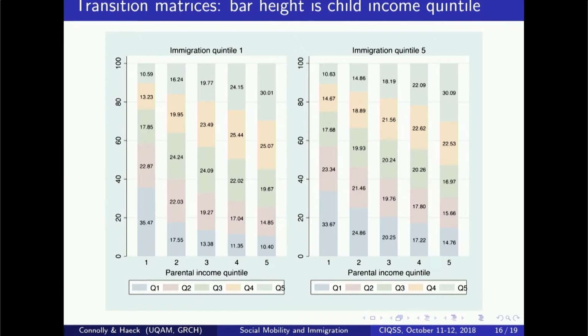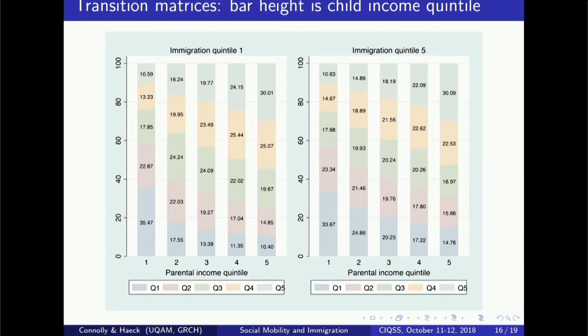Now I'm going to compare these two, and I'm going to see that for the children of poor parents, so if I'm in the first column here, the probability of being in the bottom income quintile as an adult is a little lower for children of immigrants than it is for non-immigrants.